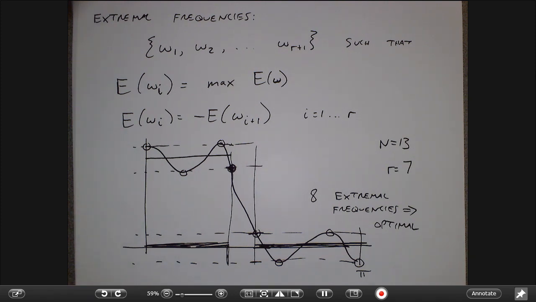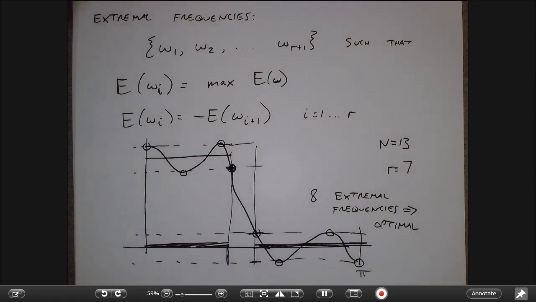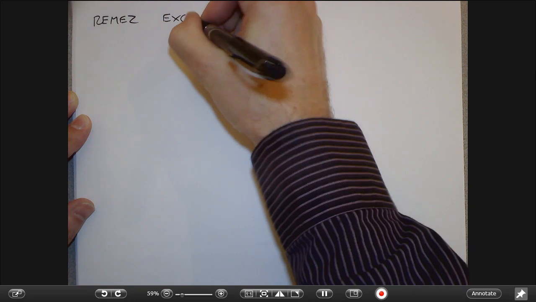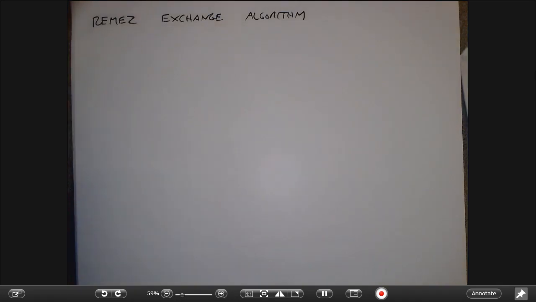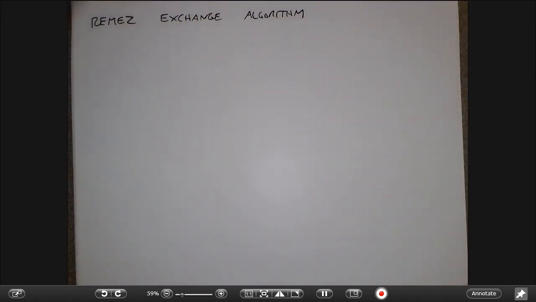Okay, so now the name of the game is, how do I find these r plus 1 extremal frequencies that I know I need, right? And the answer to that is an algorithm called the Remez exchange algorithm. So we're going to do this in an iterative way, where we guess what those extremal frequencies might be, and we keep on trying to refine them until we end up with something that satisfies our constraints.